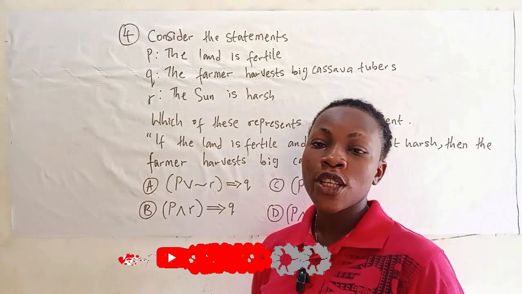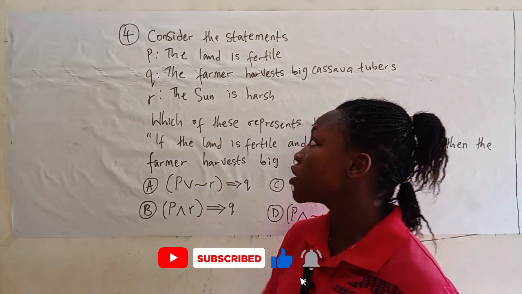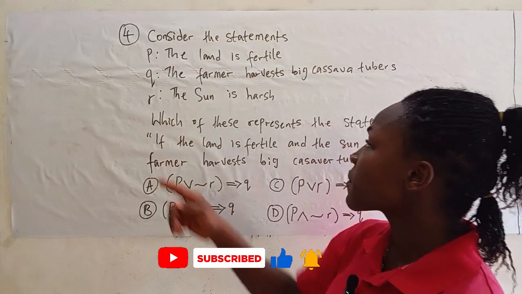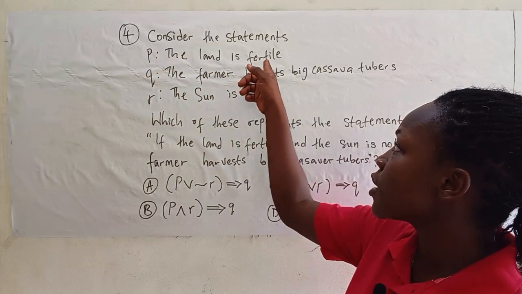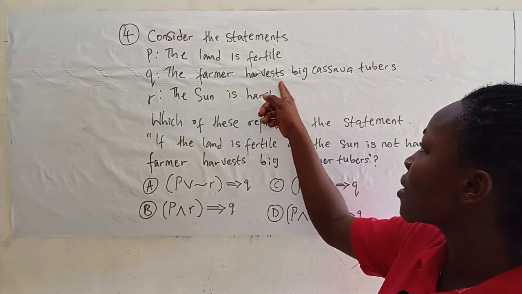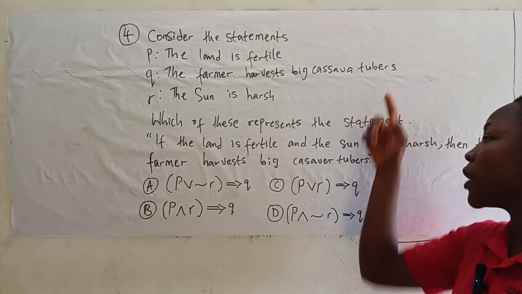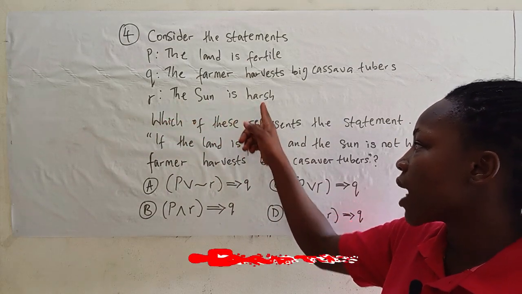All right, here we have question number 4. Consider this statement. P, the land is fertile. Q, the farmer harvests big cassava tubers. R, the sun is ash.